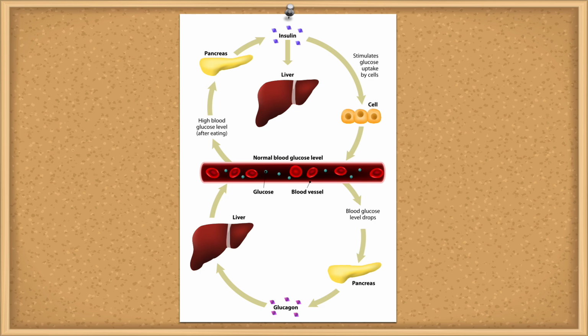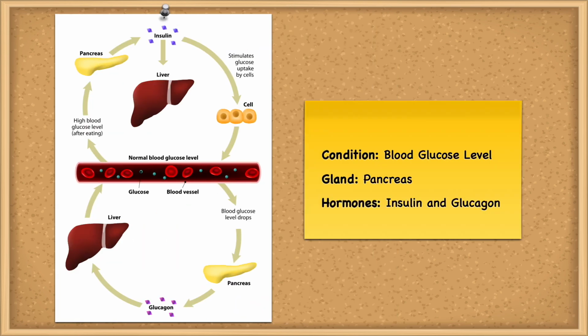Then, in between meals, the blood glucose level decreases. The pancreas senses this and produces the hormone glucagon, which tells the liver to release stored glucose into the blood. That release brings the blood glucose back up to its normal level. So, in this example, the condition is the blood glucose level, the gland is the pancreas, and the hormones are insulin and glucagon. Insulin helps to decrease the blood glucose concentration, whereas glucagon helps to increase it.